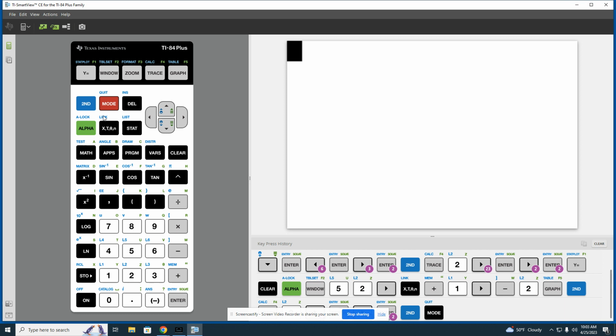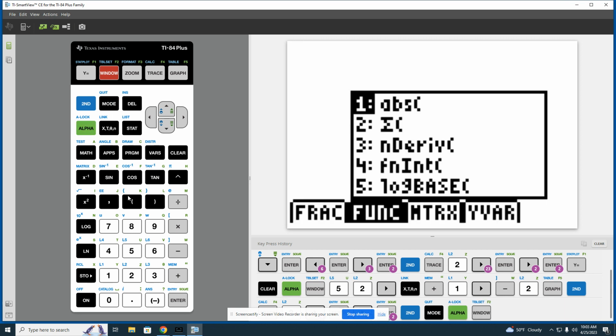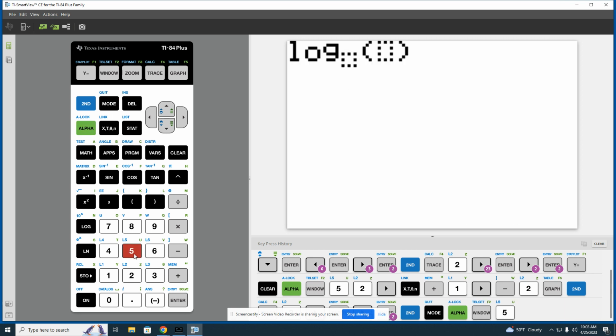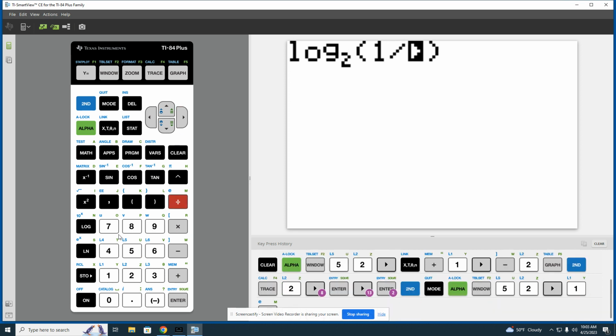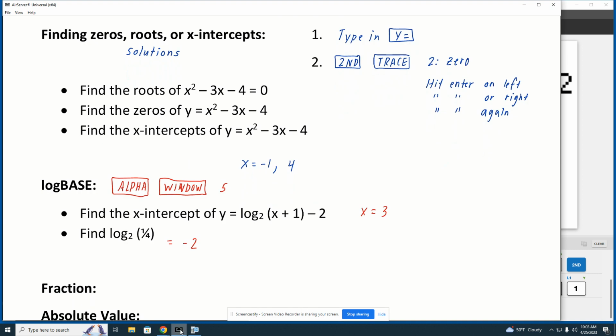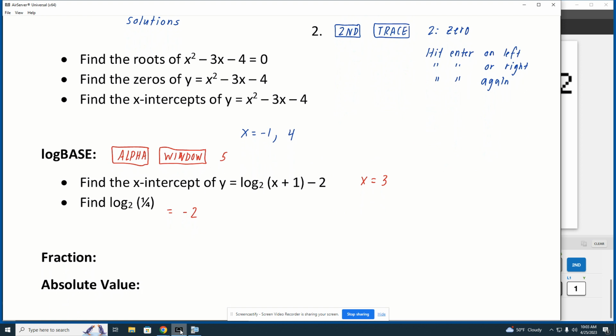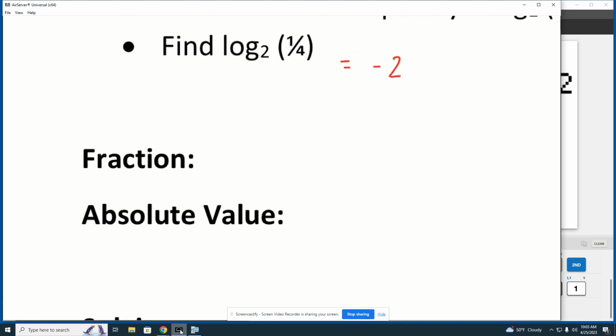Or, if the question is just straight up asked, log base 2 of 1/4, we can go to the home screen and do alpha, window, number 5, for log base 2 of 1/4. And what do I get? So -2. So please don't forget where log base is located, okay? Can y'all remember that?